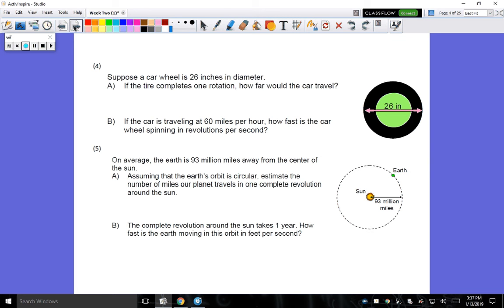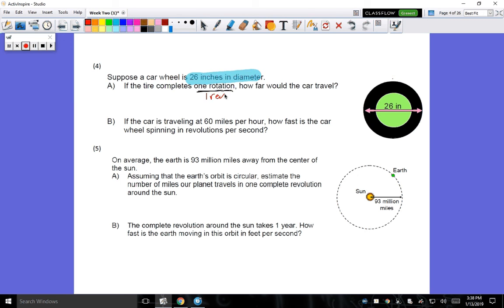Suppose a car wheel is 26 inches in diameter, okay? That means 26 inches all across this wheel, okay? Half of that would, of course, be the radius. If the tire completes 1 rotation, or otherwise 1 revolution, how far did the car travel?